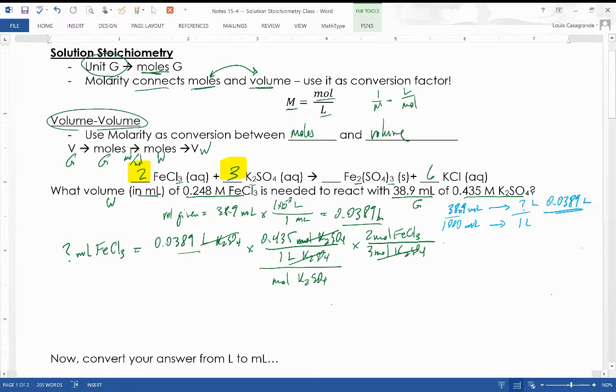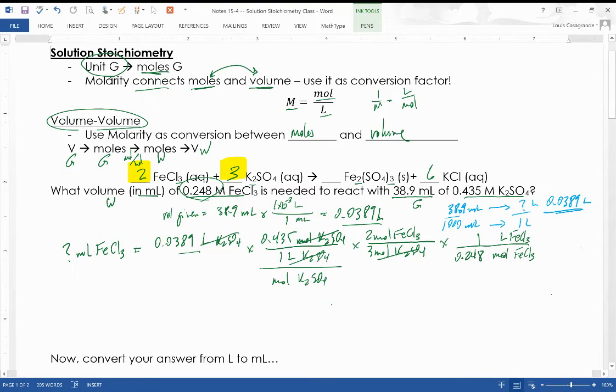And now we're going to do our reverse molarity. I don't have enough room, so I'm going to move that down just a little bit here. In this conversion factor, we want liters up on top and moles down on the bottom. So this is going to be liters of the FeCl3 and moles of the FeCl3. Remember, molarity is moles over liters, so we're going to put the molarity, the 0.248 moles of the FeCl3, on the bottom, and the 1 liter up on top.